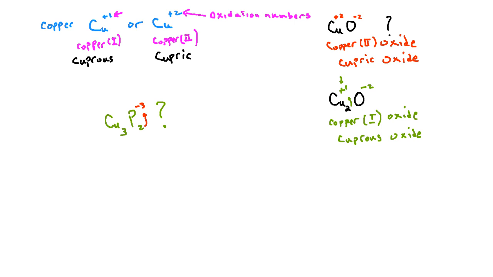So the name of this would be either copper 2 phosphide, or equally as good would be cupric phosphide. Okay, you see that?